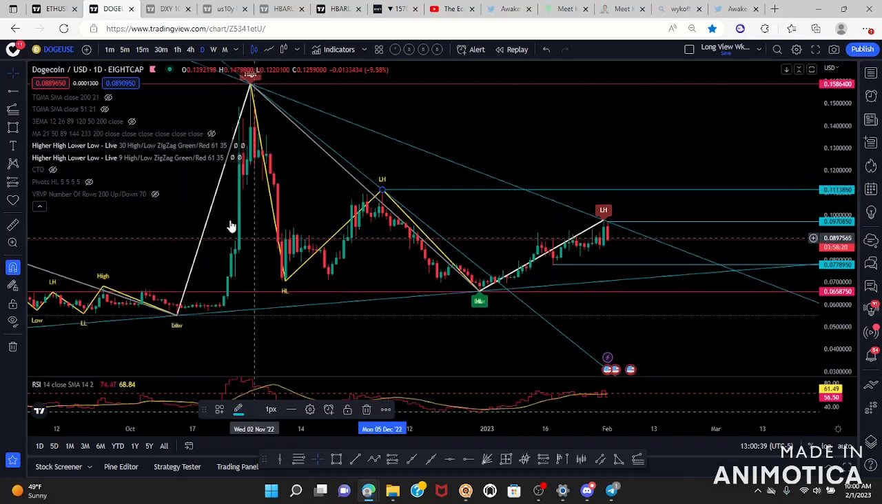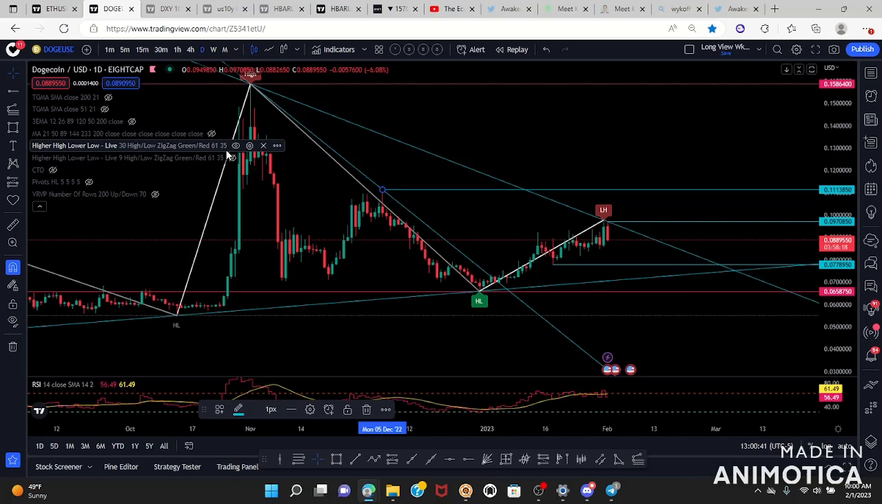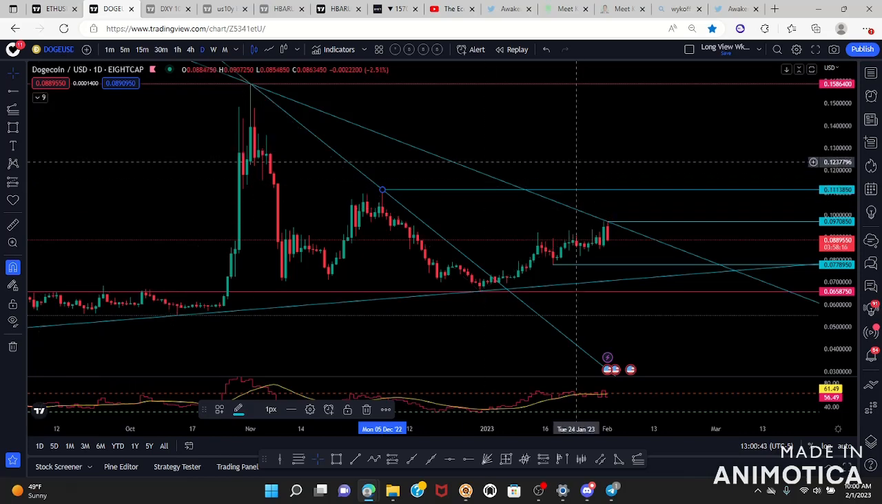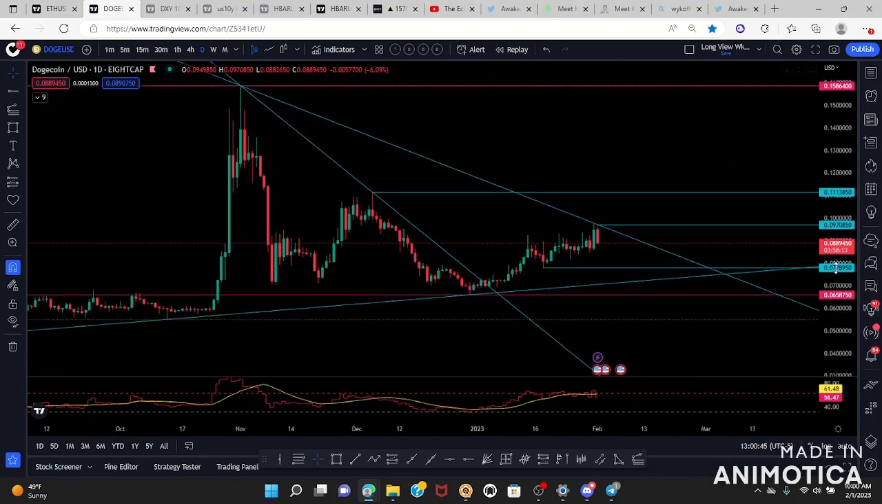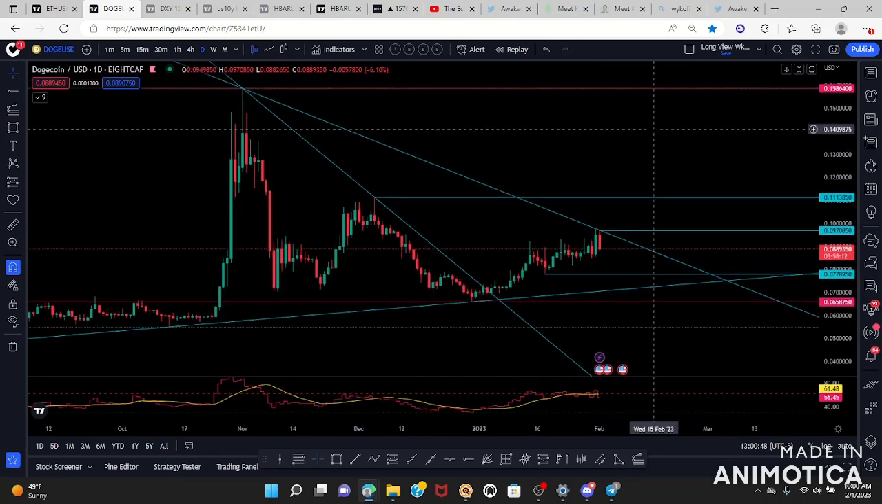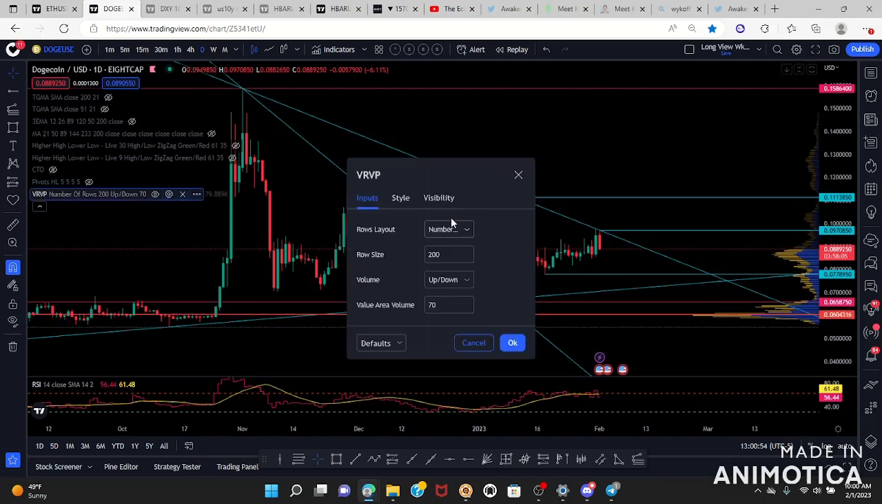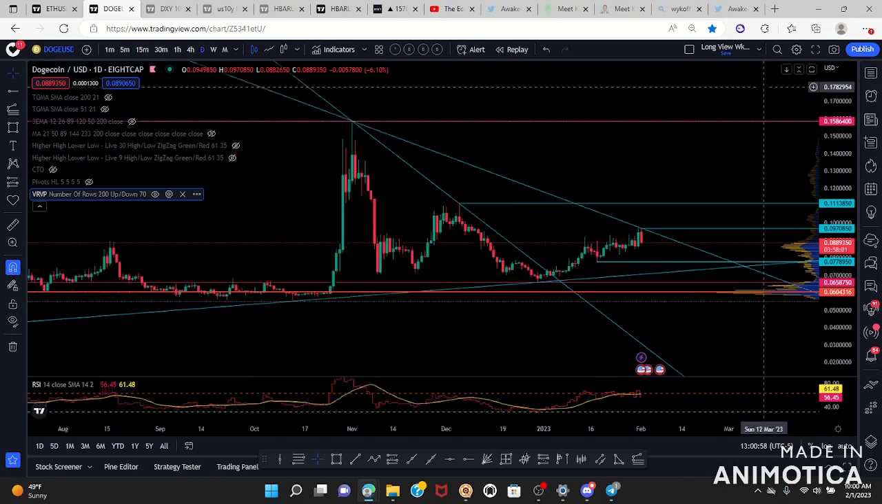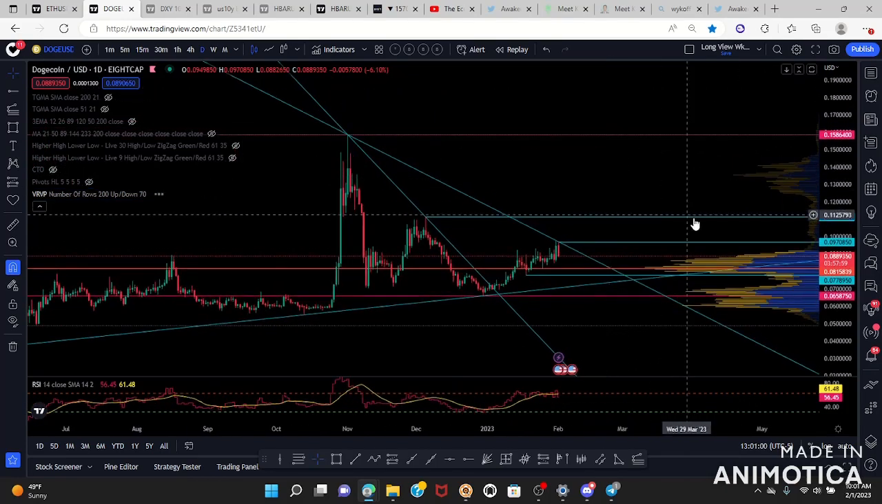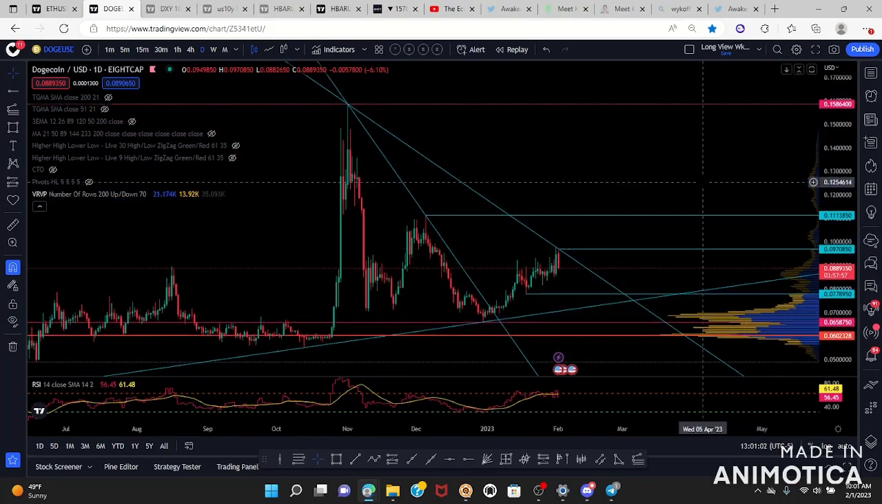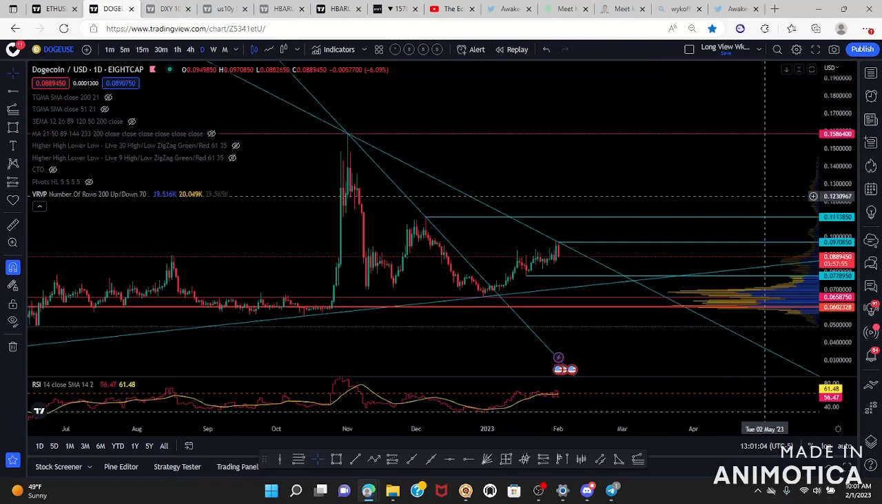Okay, so let's go ahead and turn off my indicators. Now that I have found my highs, my lows, I drew my trend lines. Now I want to turn on my VRVP. And this VRVP is going to give you your point of control. It's going to tell us where price could potentially return to within the daily time frame.